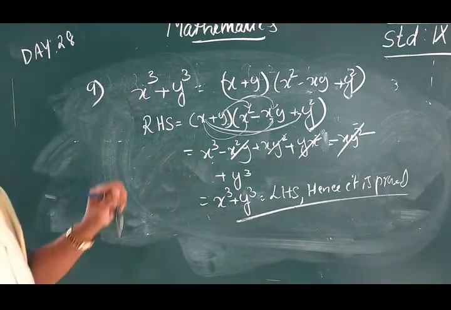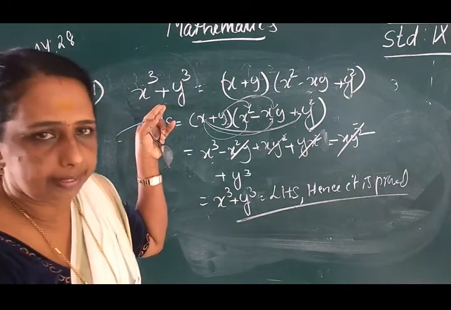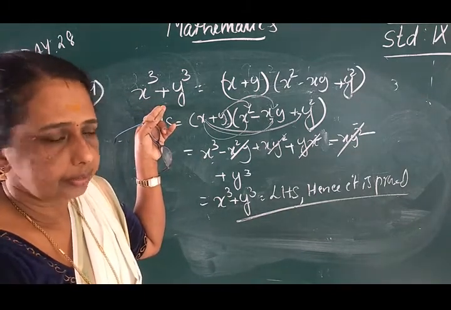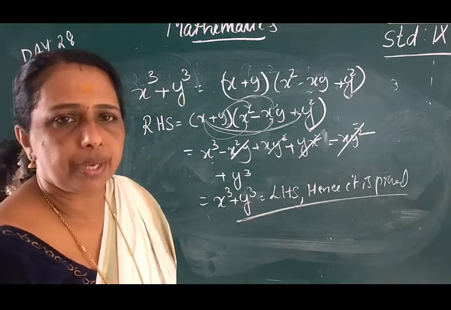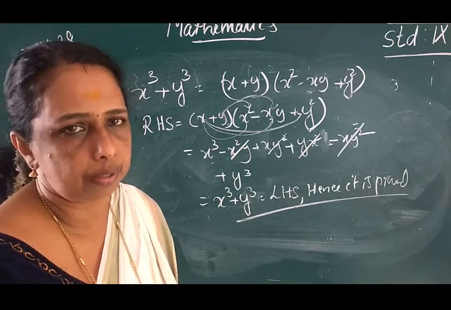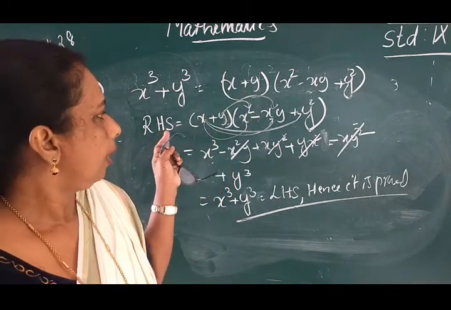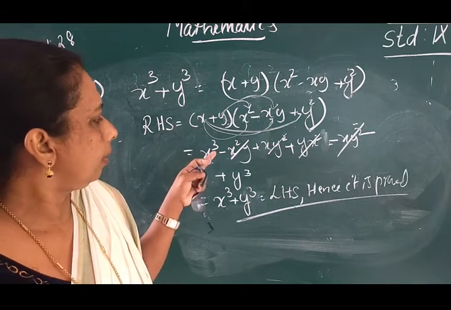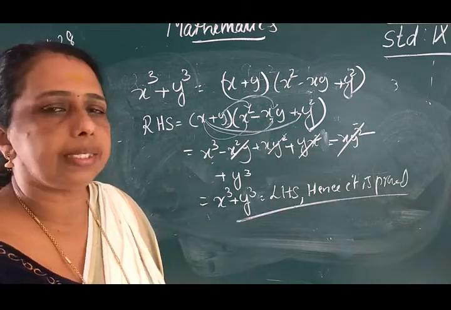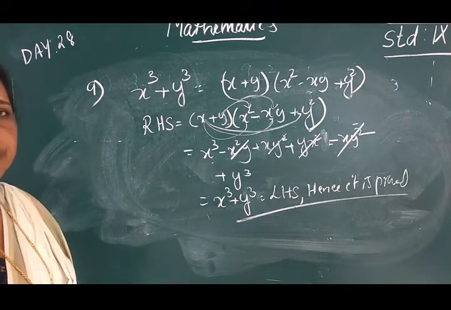Okay. So verify x cube plus y cube. This is an identity, and you have to learn it by heart: it is equal to x plus y into x square minus xy plus y square. Here we take the right hand side, change the bracket and simplify. We will get that it is equal to the left hand side. Okay, hence it is true.